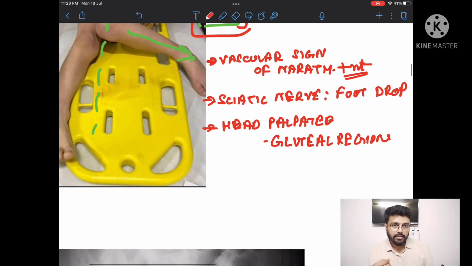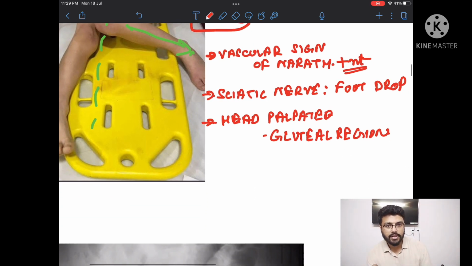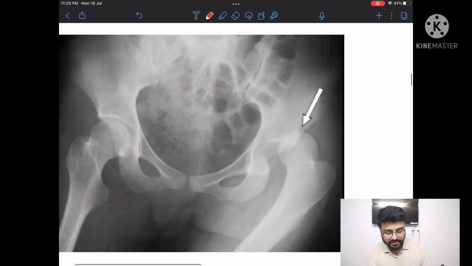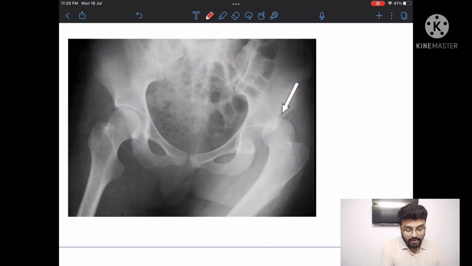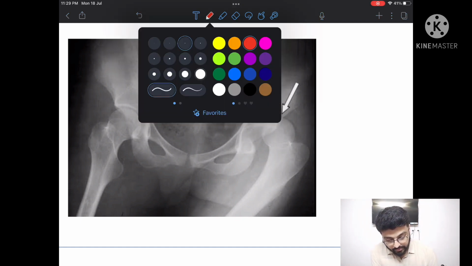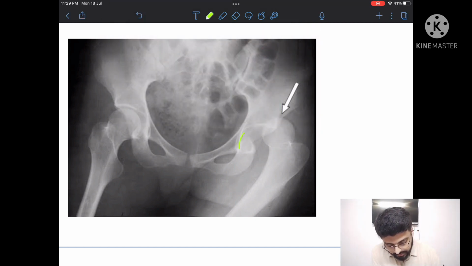But once you have seen and assessed the patient, you will get an X-ray done. So what will we see in the X-ray? Let's discuss. This is an X-ray of the patient. This is the pelvis, showing both the hip joints. You can clearly see that on the left side, this is the acetabulum, and this is the head. Now the head is outside the acetabulum, so this is dislocated. How will you say it is dislocated? Of course, the acetabulum is empty.